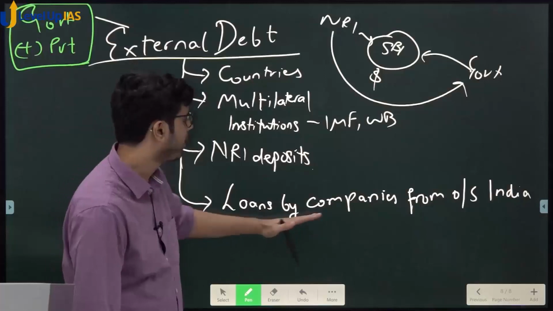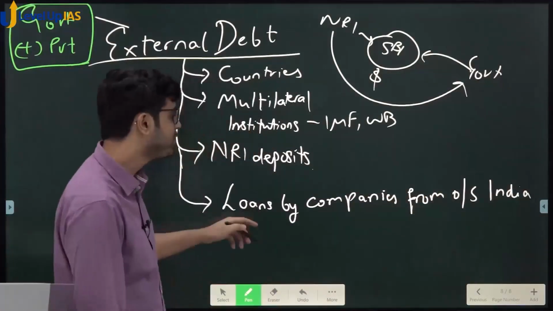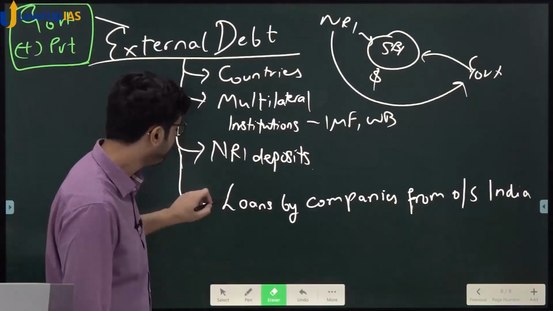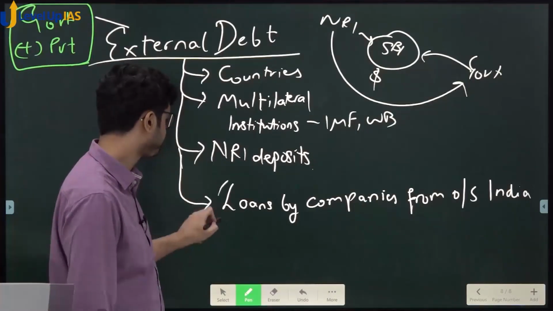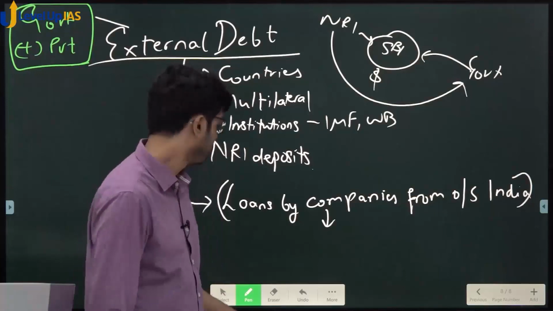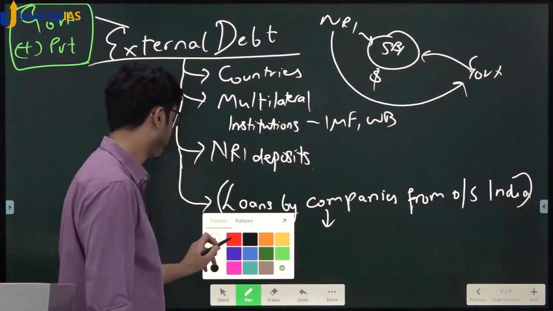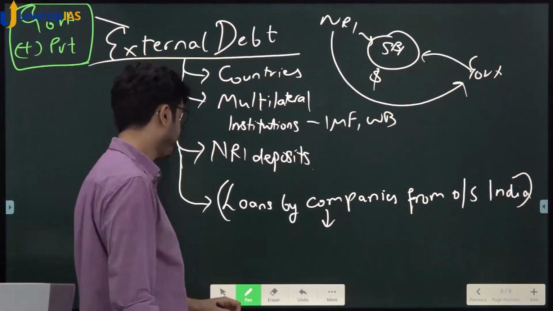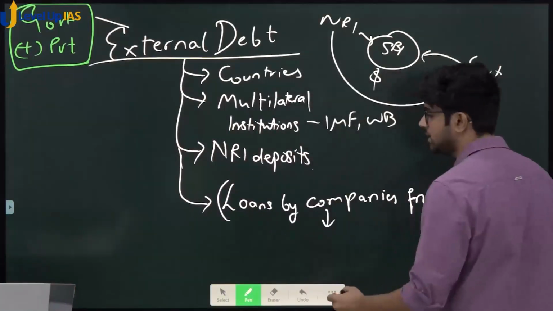This is loans by companies from outside India. Loans raised by companies from outside India. We'll erase this. We'll give a fancy name to this. And what is the fancy name to this? Let us write in pink.